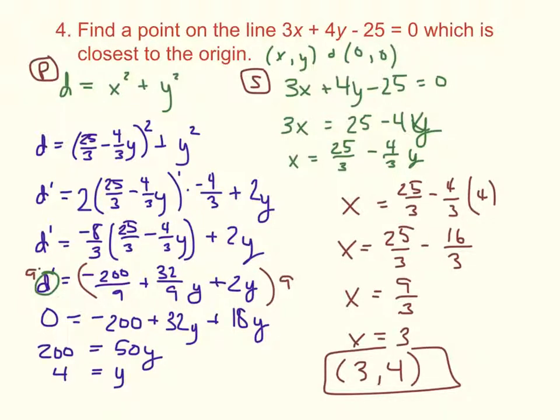And that point represents a point on this line that has the shortest distance to the origin, (0, 0).